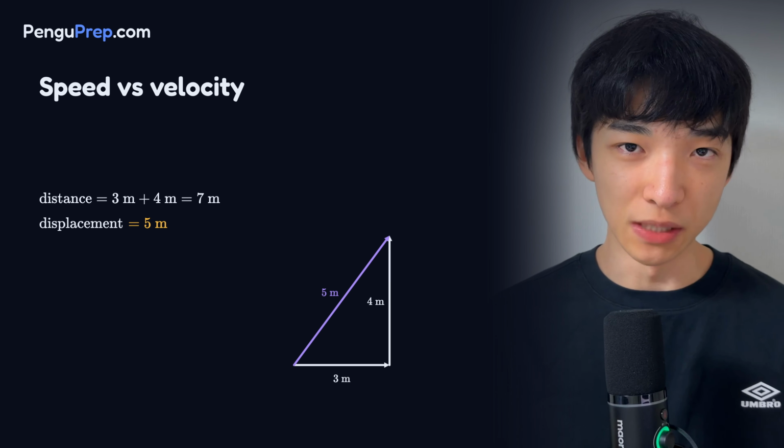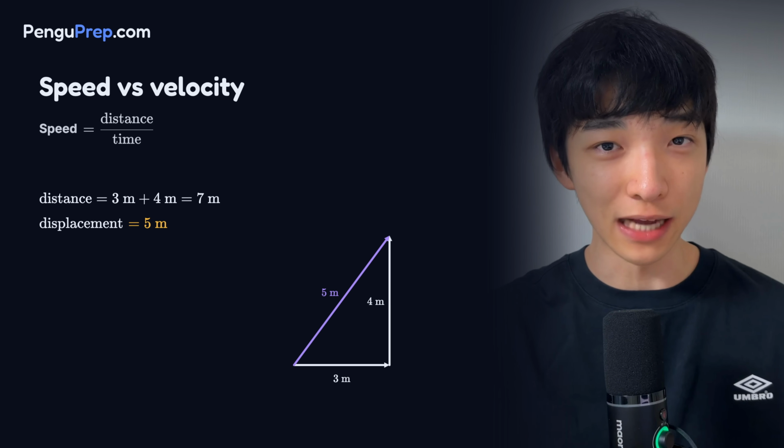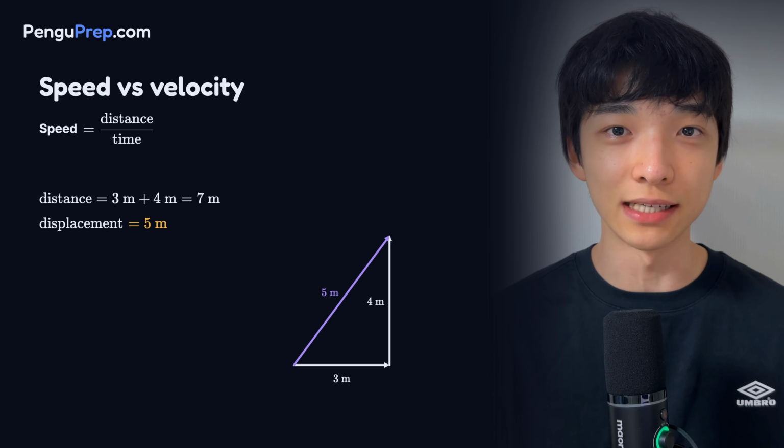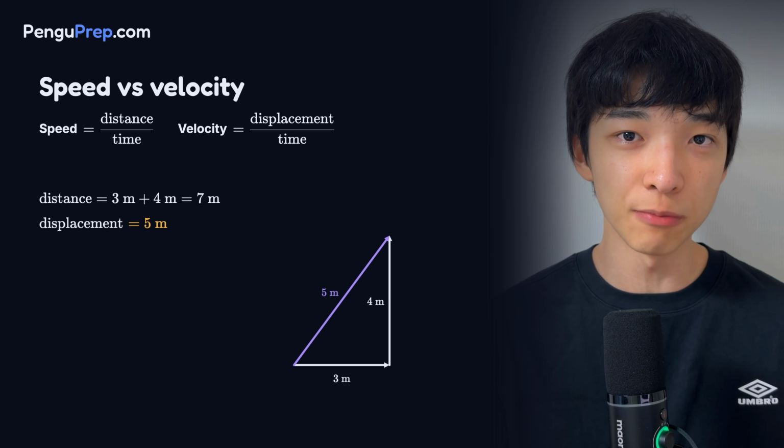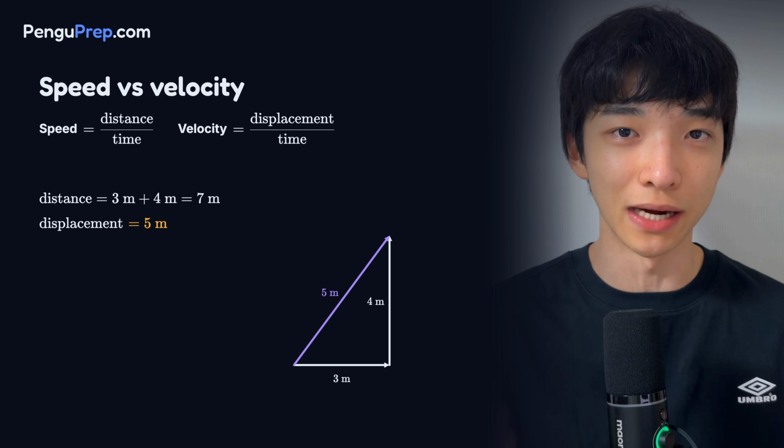Now let's talk about speed and velocity. Speed represents how fast an object is moving. You can find it by dividing distance by time. Velocity also represents how fast an object is moving, but you have to divide displacement by time to find it.